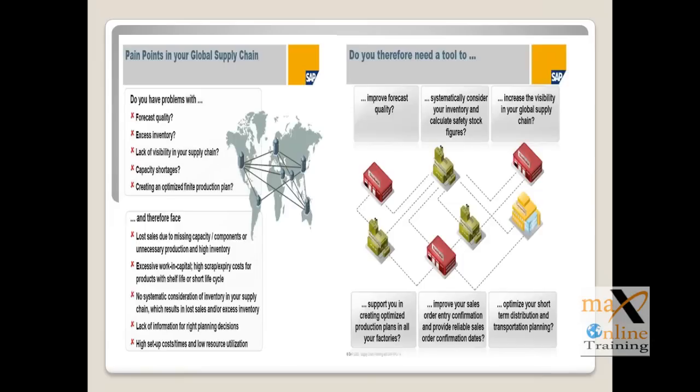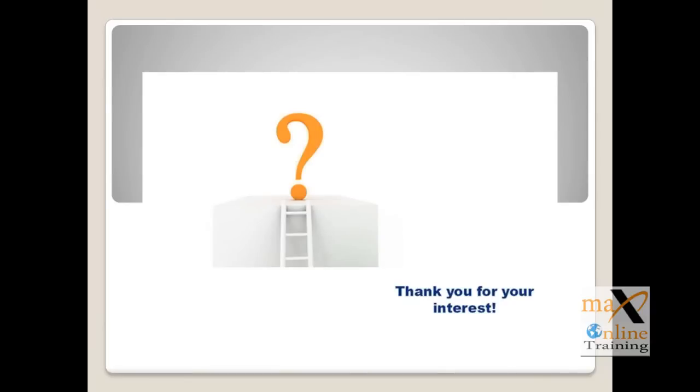So finally, these are the supply chain pain points. By implementing APO, we can solve all these timeless issues. It will improve forecast quality, control inventory, and give global visibility and address capacity shortages. All these kinds of pain points in the global supply chain will be solved by implementing SAP APO.